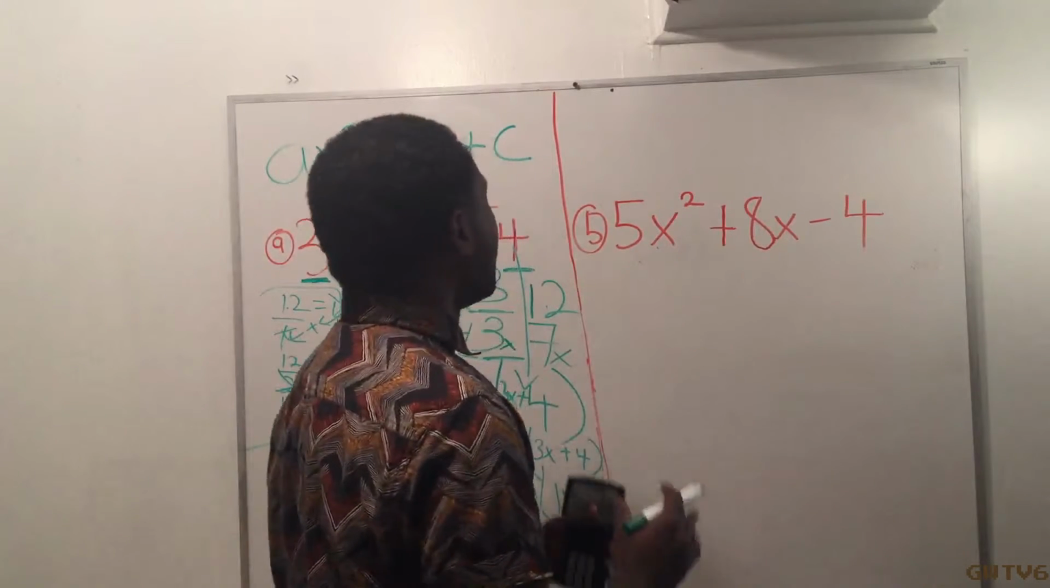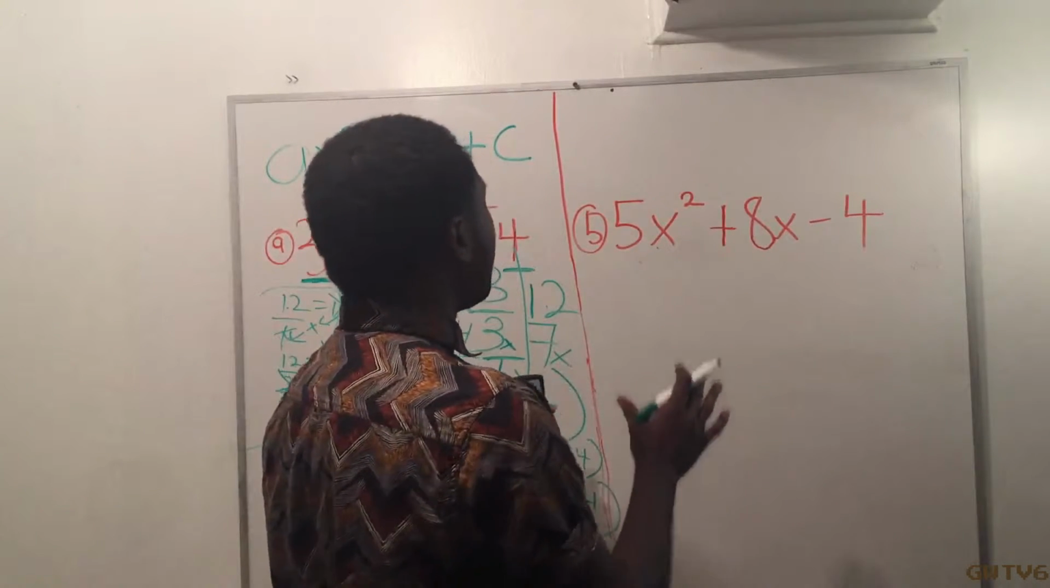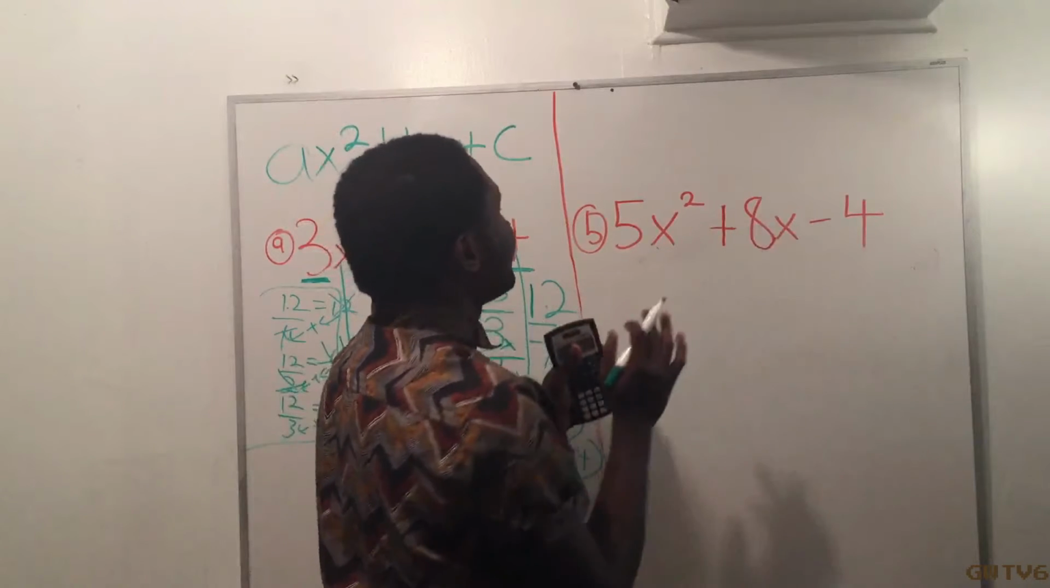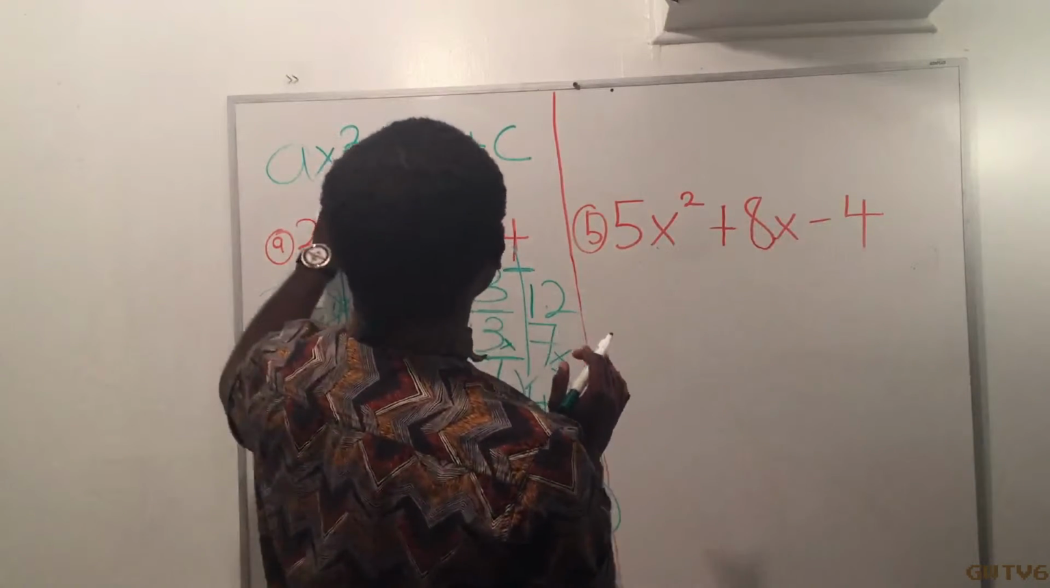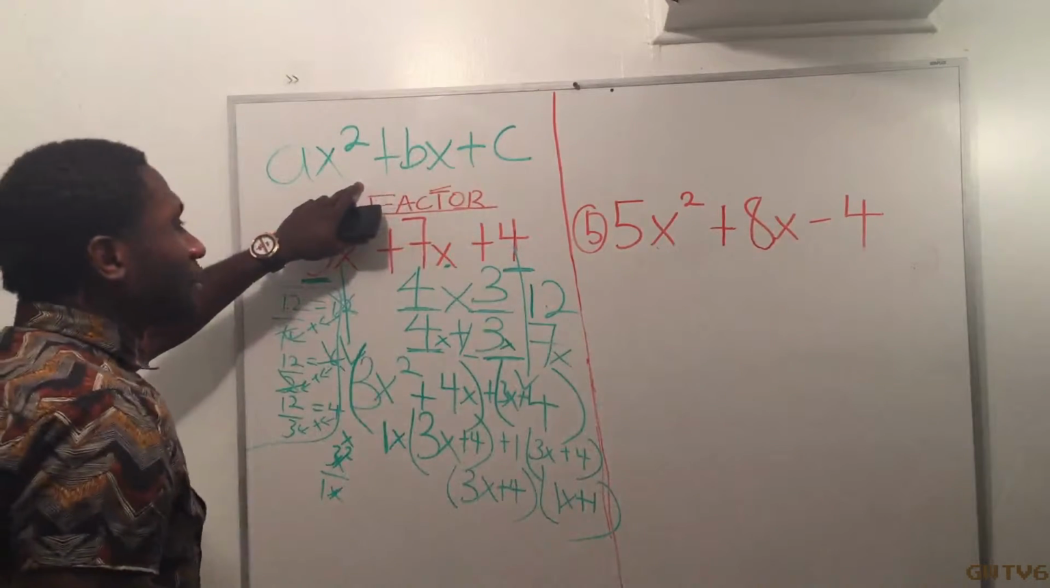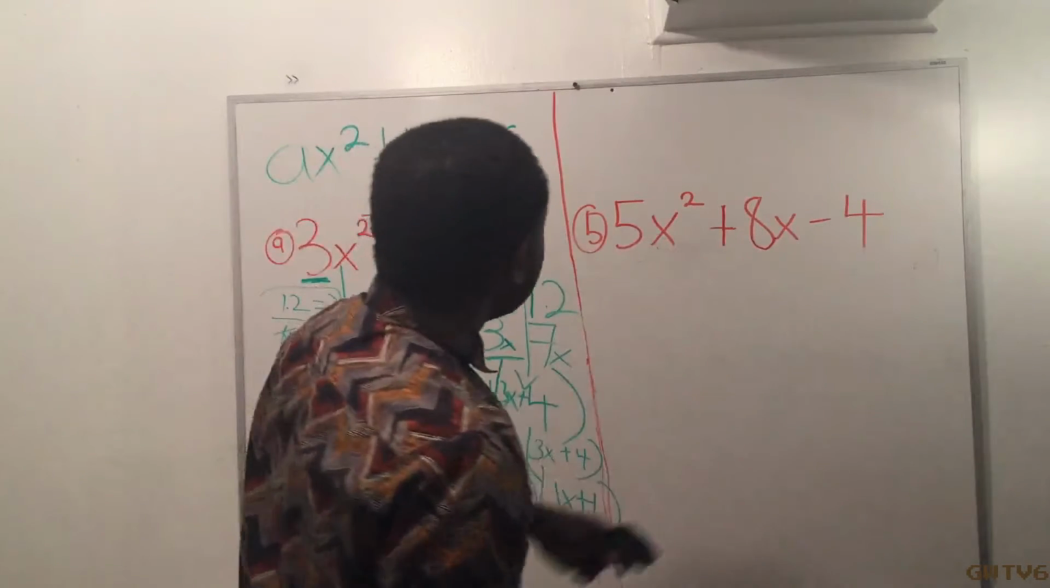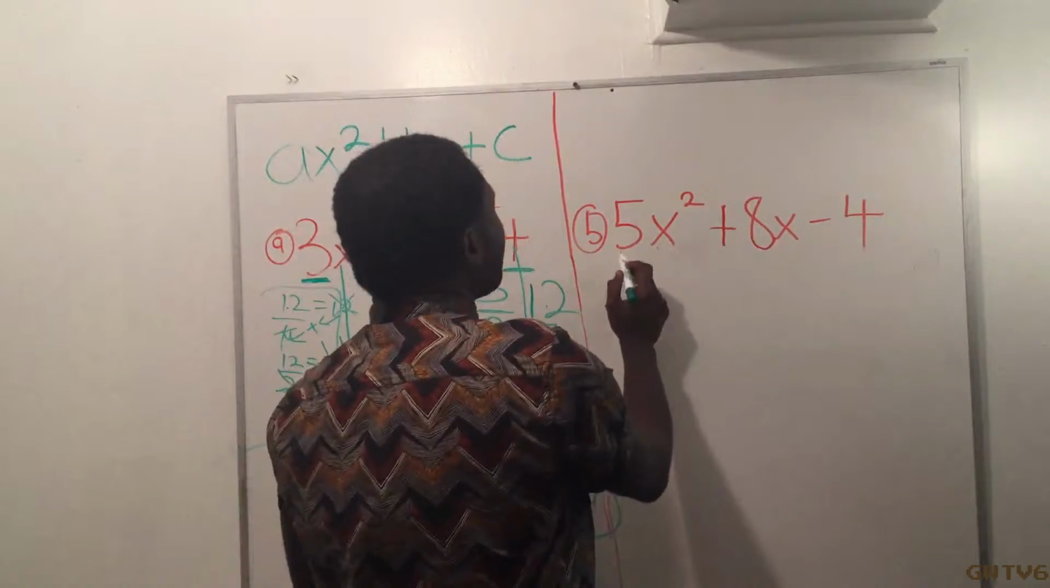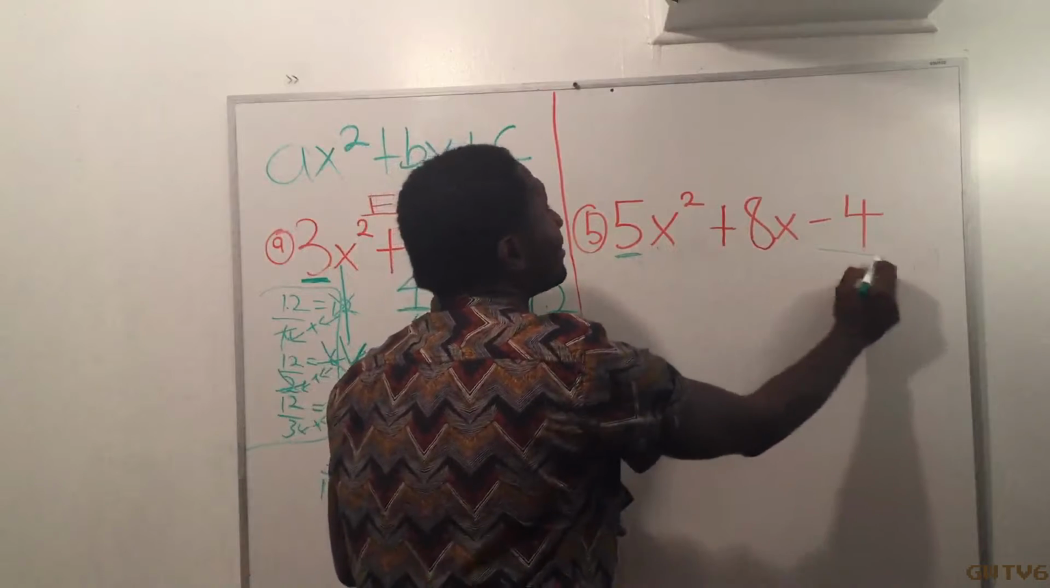I got one more here. So same procedure right here. I see 3 terms. I'm asked to factor. It has to be in this form: ax squared plus bx plus c. And it is in that form. So then I know I have to multiply the numbers at the end.